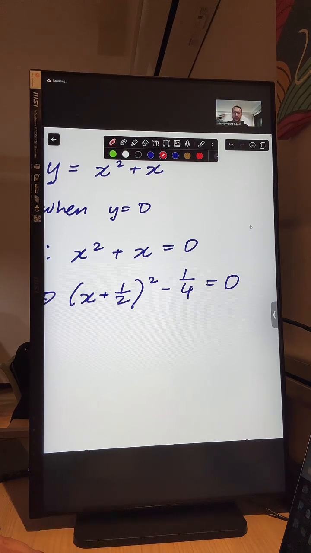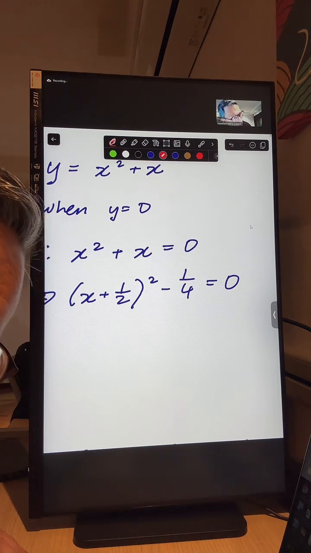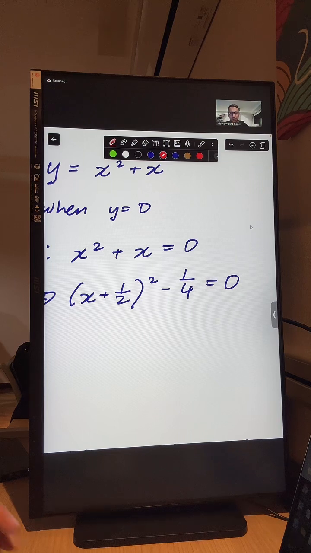Add a quarter both sides. Fantastic. So, we are going to add 1/4 on the left-hand side. We're going to add 1/4 on the right-hand side. And then we're going to square root both sides. Thank you to 9 for answering that question.